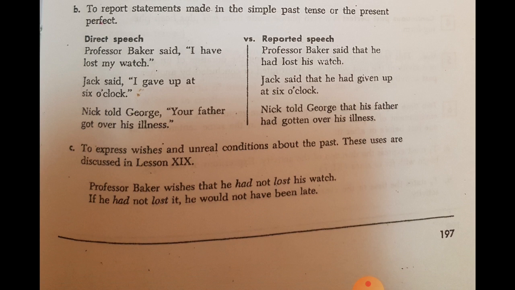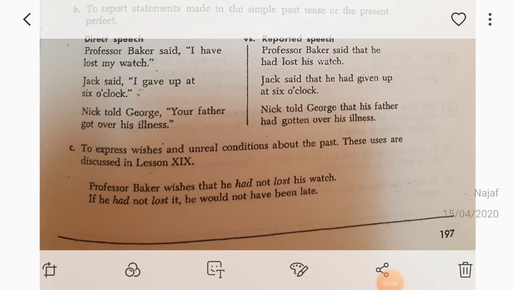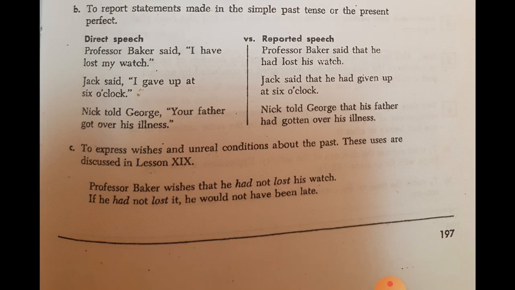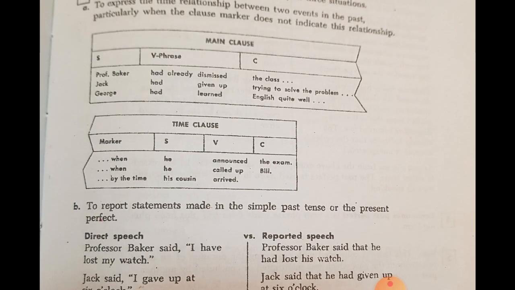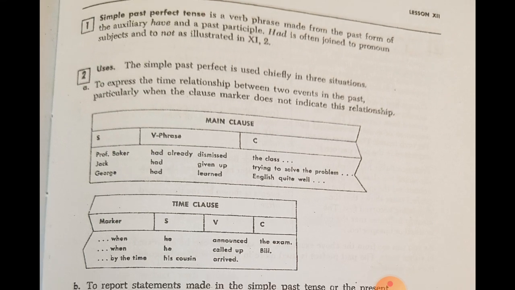I don't want the clip to be so long, 6 minutes is enough. So this is a very simple explanation of the form and uses of the past perfect.